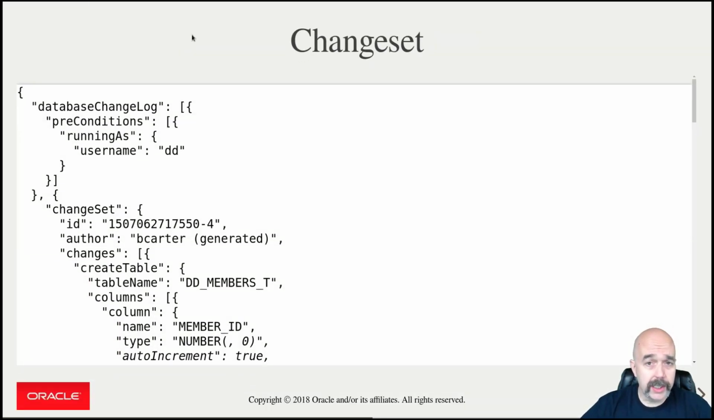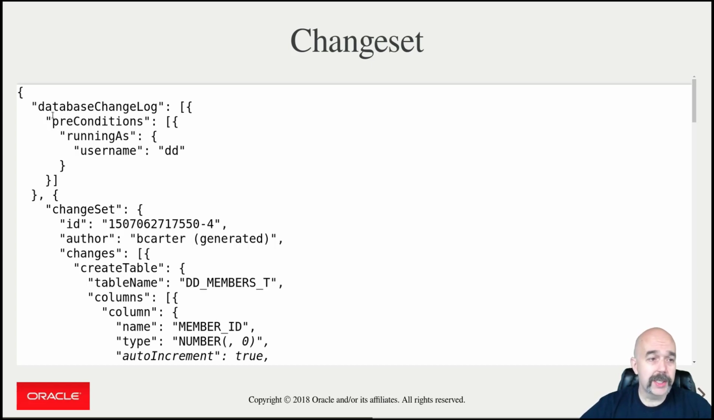So let's take a look at a change set. In this change set, if you go out and look for Liquibase examples, you're probably going to find most of the examples are using XML. Now, I think XML is a little too pointy, and you're going to cut your fingers on that stuff, so I like to use JSON.